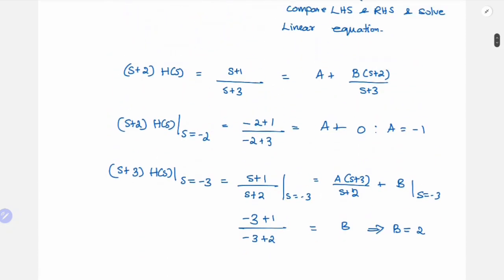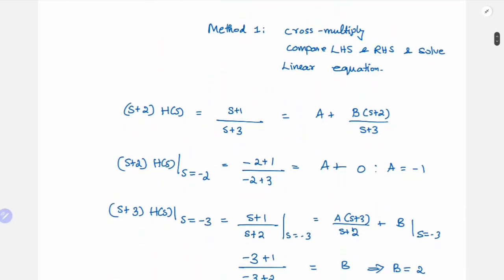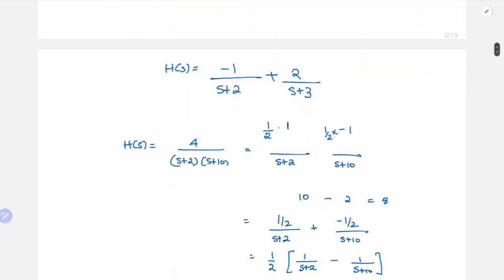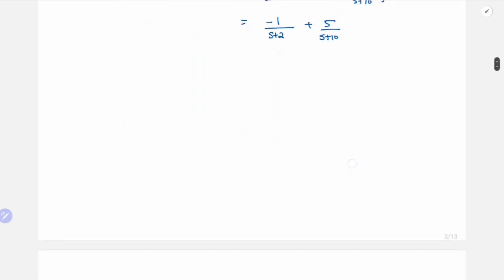So this method is good if the numerator contains both the s and constant term; you can go with this method. Otherwise, you can just simplify this way. But you also need practice to gain speed in this method as well. You should not make any mistakes. Okay, moving on. Now we'll see repeated poles.